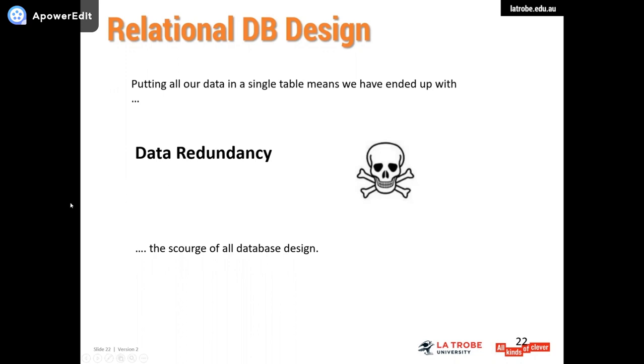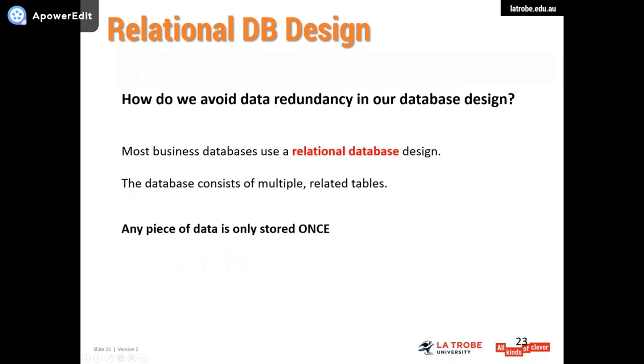Then how can we avoid this data redundancy in our database design? The answer is to use relational database software. The relational database will get rid of all the data redundancy depending on the data relationship. So any piece of data is only stored once in a relational database. That is the most important thing you need to bear in mind. Okay, now let's learn how to use Access to create tables.